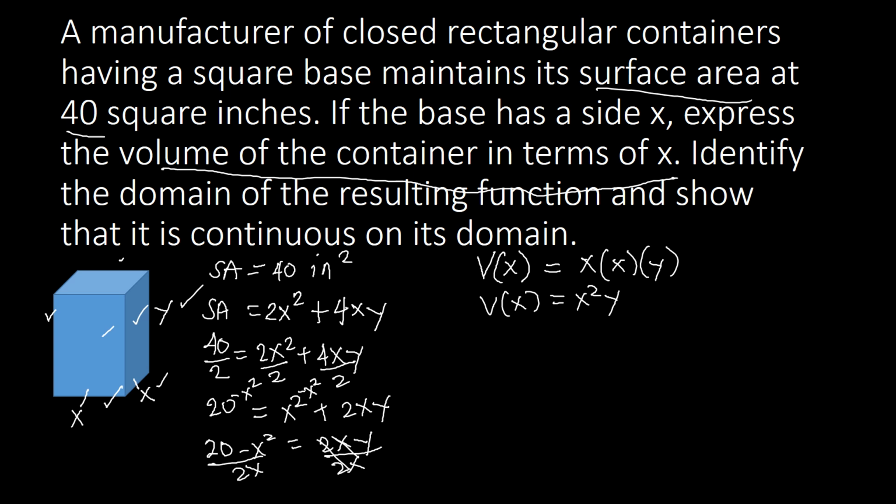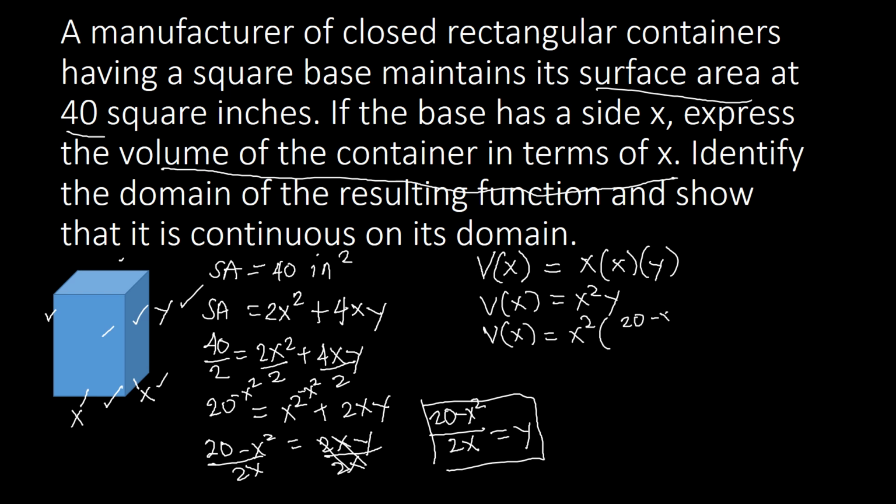This will be canceled out. So we are now down to 20 minus x squared over 2x. That's equal to y. So utilizing this one, we are going to replace our y here on the volume function. We have V of x that will be equal to x squared. Replacing our y here, we have 20 minus x squared over 2x.